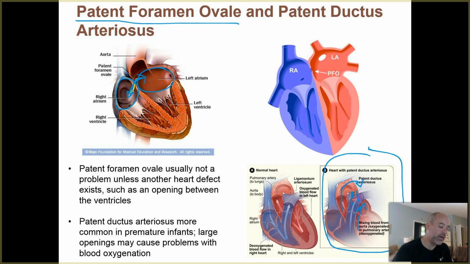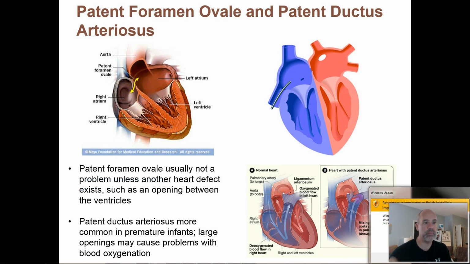Patent foramen ovale is usually not a problem unless you have another heart defect, and we'll take a look at some of those on the next slide. Patent ductus arteriosus, on the other hand, can be more of a problem, especially if it's a large opening.